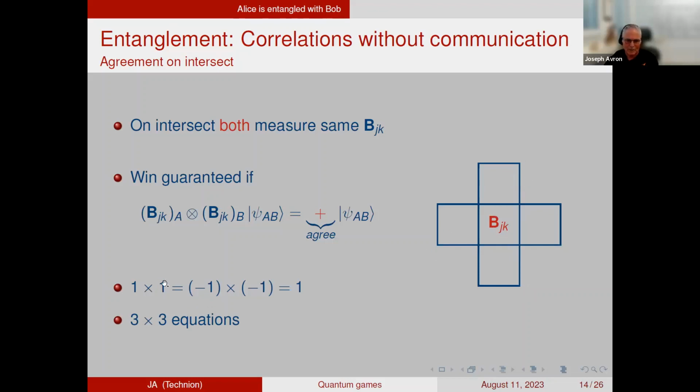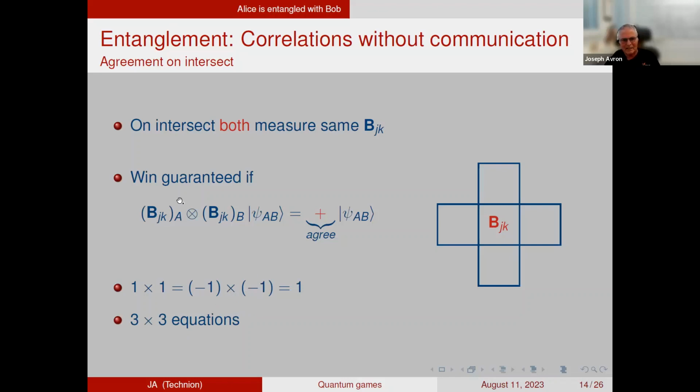And they will win if I can find such a state, psi AB, which is an eigenstate of all these 9 equations. So here it just states that if both of them get 1, then I satisfy this eigenvalue condition, and if both of them get -1, I satisfy this condition. And it appears at first as if I get 9 equations.